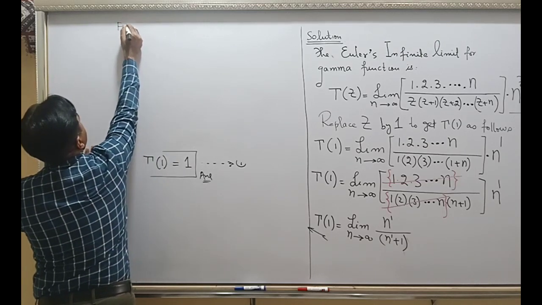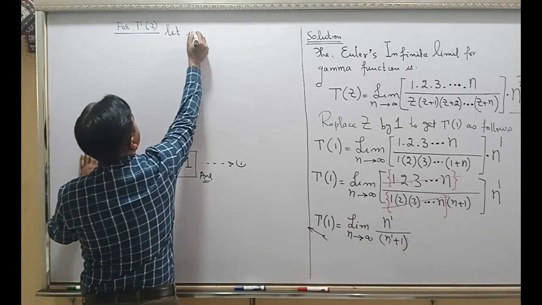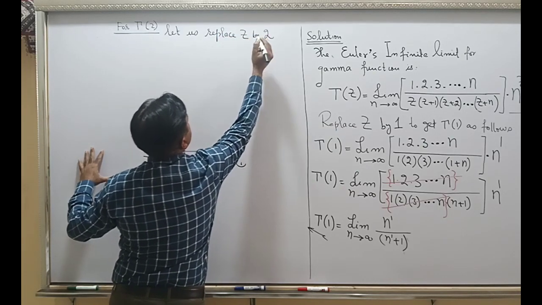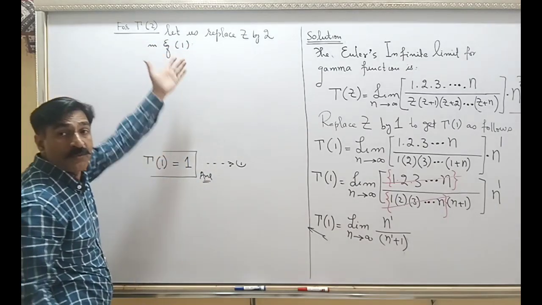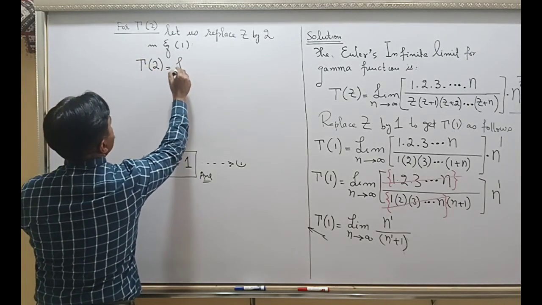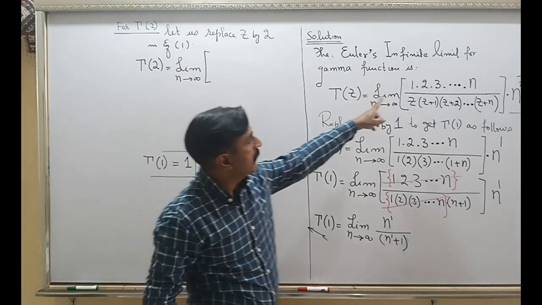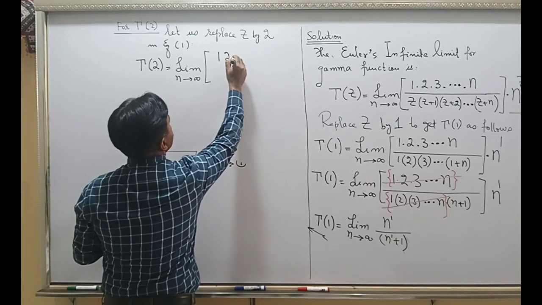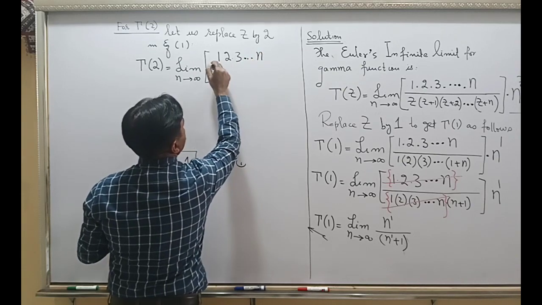For gamma 2, let us replace z by 2 in equation 1, or definition 1, whichever you like. So gamma 2 is equal to limit n approaches infinity. Again, there is no z in the numerator, so keep this part the same. So rewrite it: 1 into 2 into 2 into 3 dot dot dot n over.